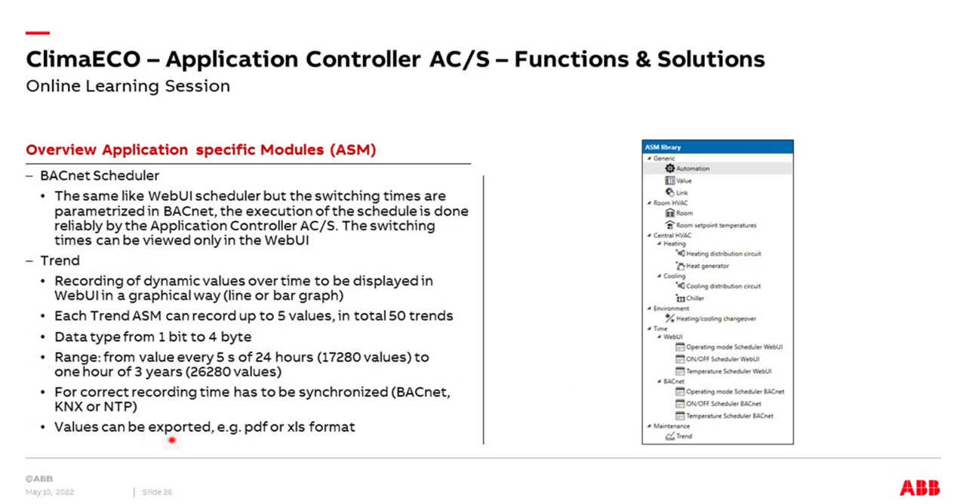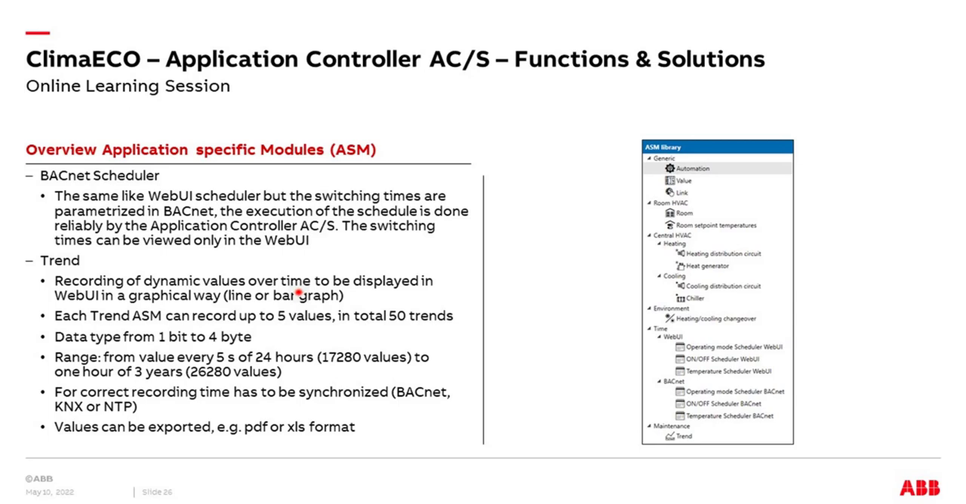And last but not least, this trend. I show you today some examples here. Trend or data logger is another name, just to record values, dynamic values over the time, to be displayed in the web user interface. So you see then in a graphical way, a line or bar graph, what you have recorded for any certain value.